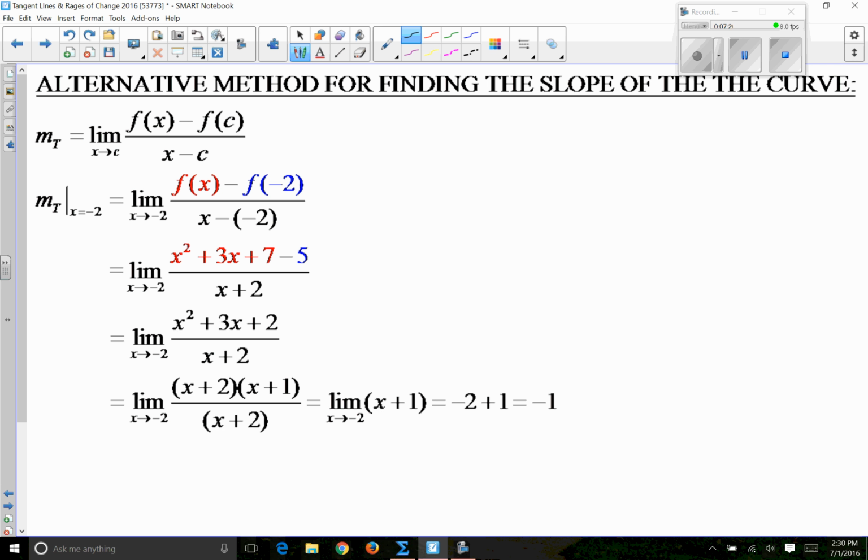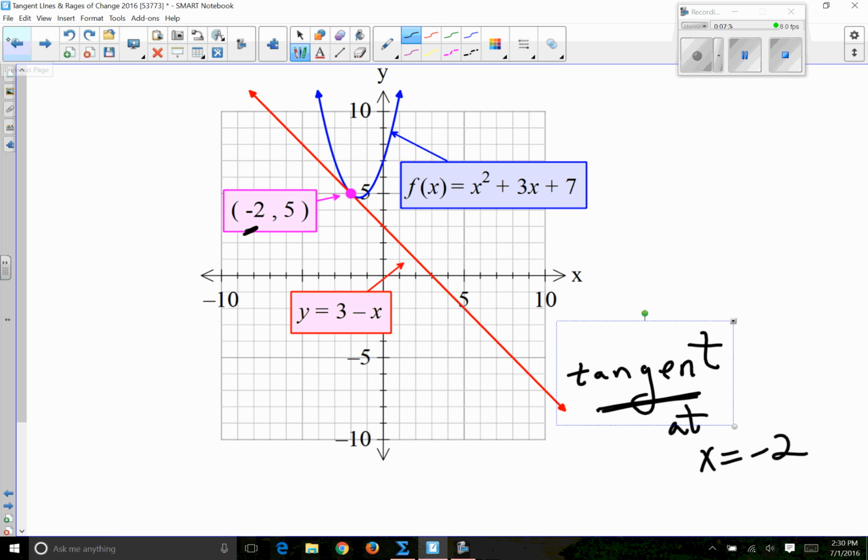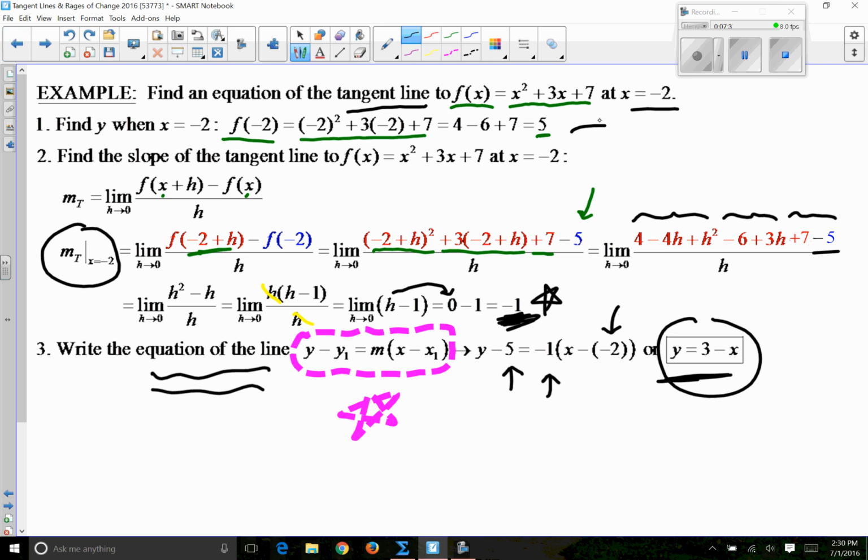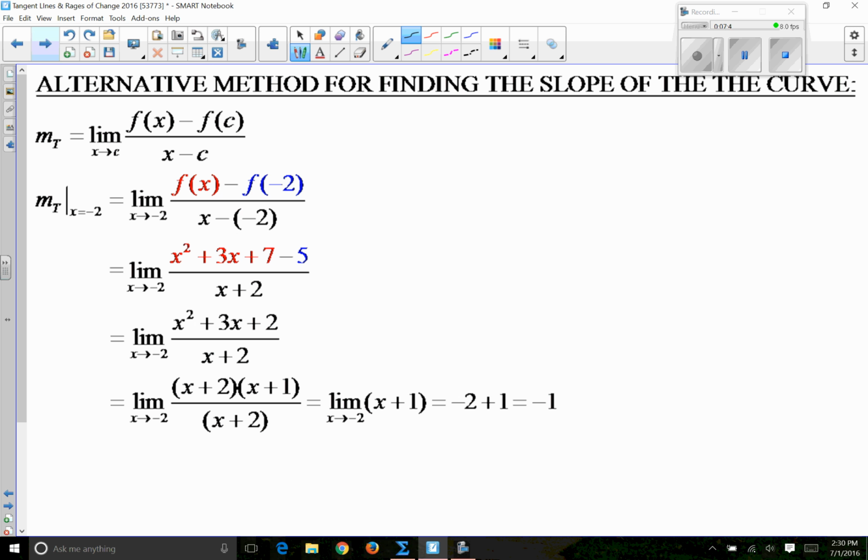The function in this example is this red, x squared plus 3x plus 7. And f of negative 2 is what we found way back here. f of negative 2 is equal to 5. This red f of x is just the given function.